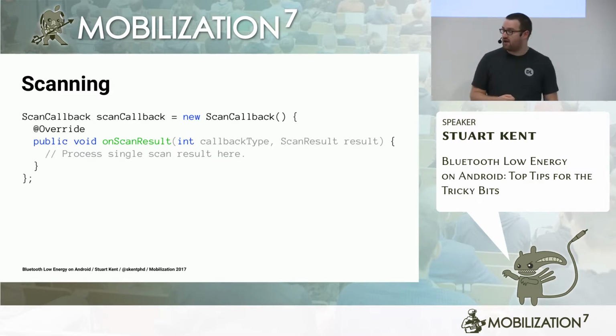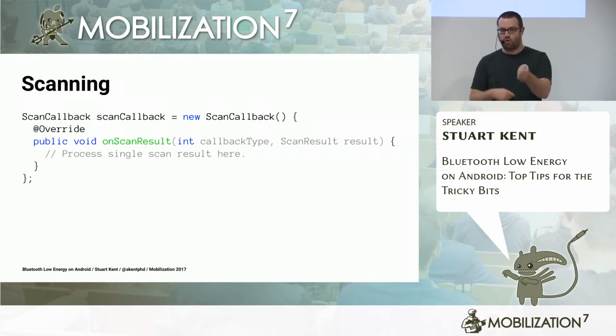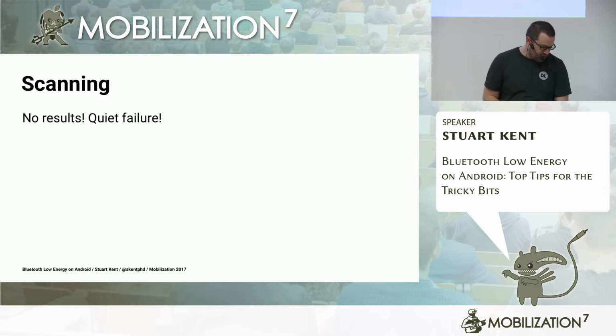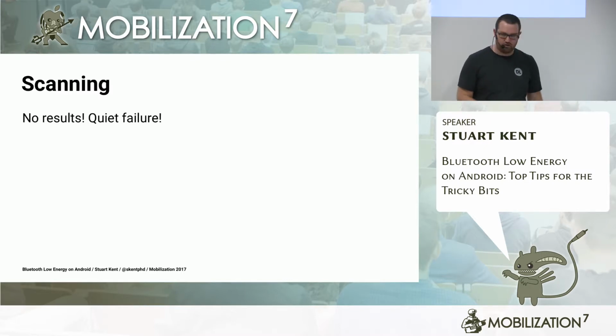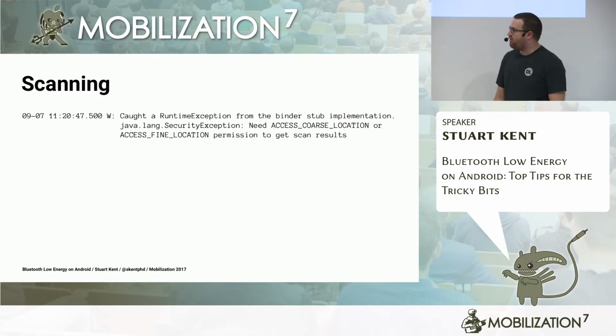So that's what it looks like. It has a single method, on scan result, and we will be fed scan results one at a time through this method. So right now, if we do this, you're not going to get any results at this stage, and the failure is going to be quite quiet. It's not going to be a very loud crash or anything. You're just not going to see any results in this thing ever.